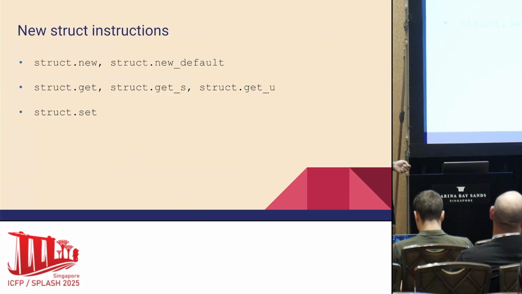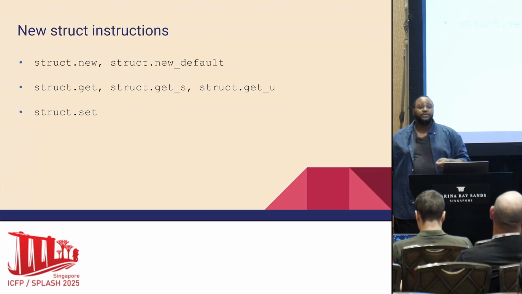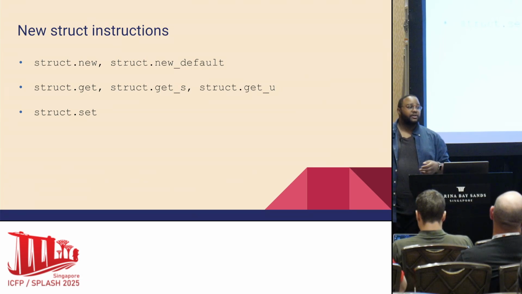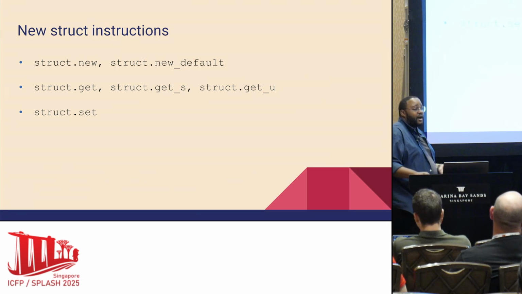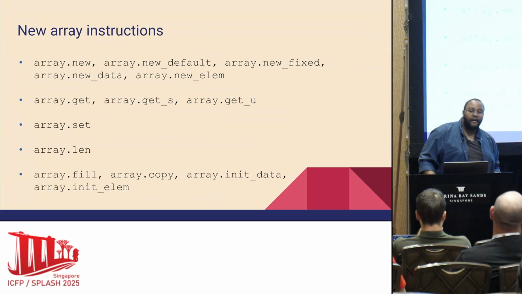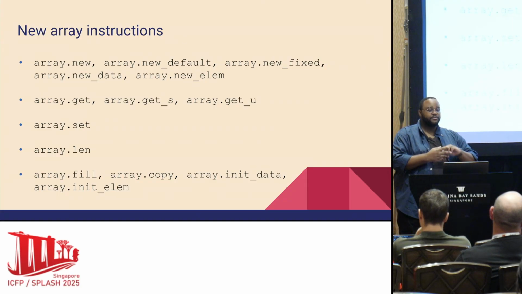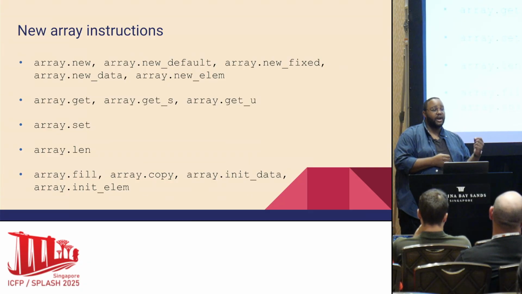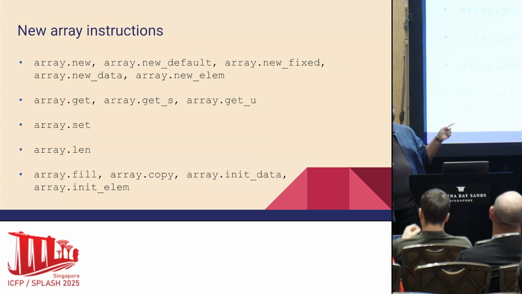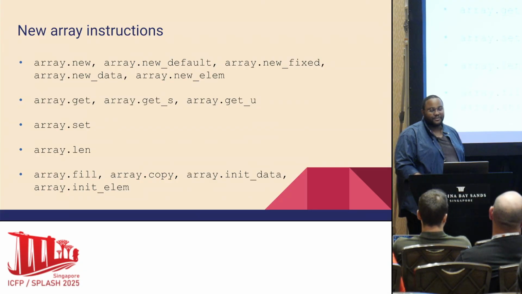but we'll talk about that a little bit more later. We get a bunch of new struct instructions, so struct.new and new_default, so you can create a struct with values, or you can create one with just default values. Get, signed and unsigned, set, same deal for arrays, but we also get these beautiful new_data and new_elem. So if you have data segments or element segments, you can initialize from those. Additionally, arrays keep track of their lengths for you. So if you're a compiler author and you are used to storing your array length somewhere, you don't have to do that anymore. You can just ask the runtime for it, which I like.